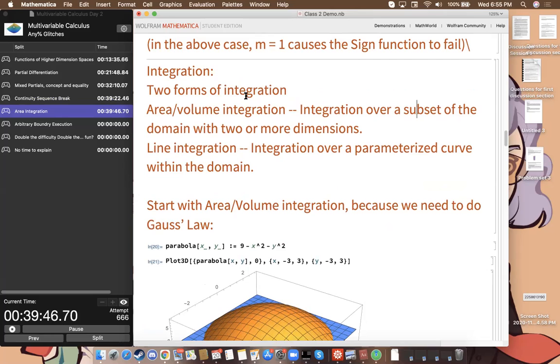And we talked about orientation for curves last time, but sort of talking about area or volume integration, which is what we're going to focus on today. That's just integration over some subset of your space.